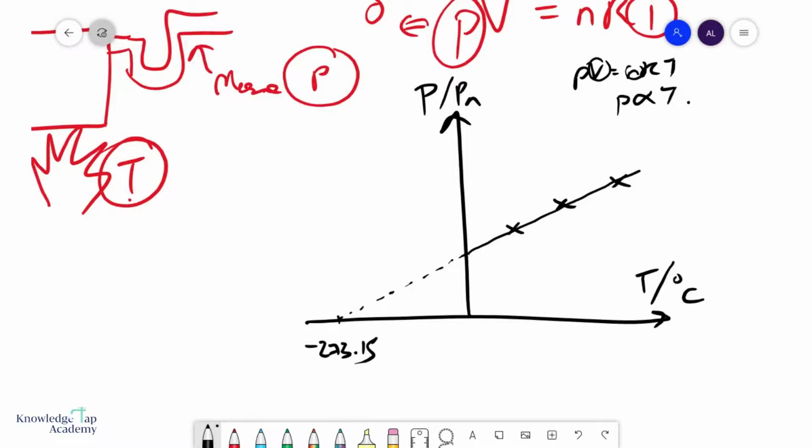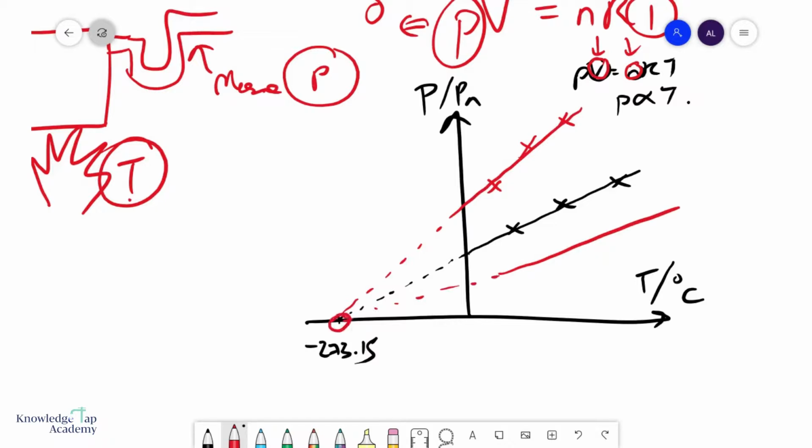So Kelvin then repeated this experiment with different volumes of gas, or maybe different amounts of gas. He varied V and n. And so what he got was a bunch of lines when he repeated this experiment. But what he realized was they always cut upon extrapolation at the same point, minus 273.15.